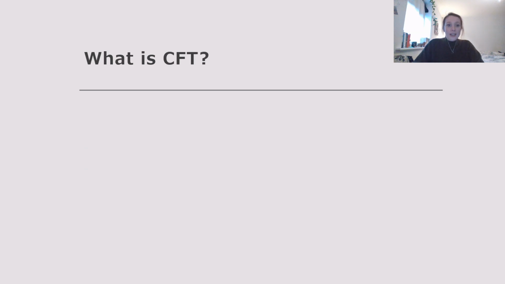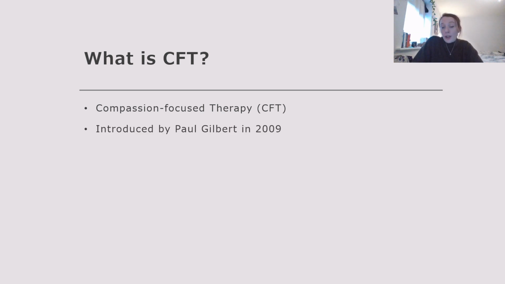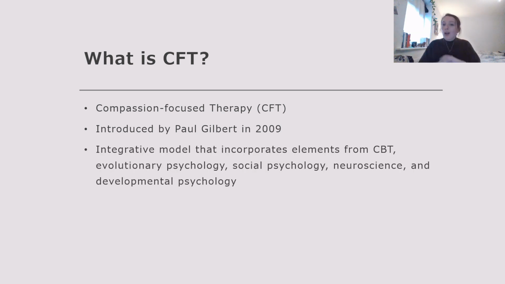Okay, let's get started. What is CFT? It's compassion focused therapy. That's what the C, the F and the T stand for. It was introduced by Paul Gilbert in 2009. And there are a lot of long words here, but I'll break it down. It's an integrative model that incorporates elements from CBT, evolutionary psychology, social psychology, neuroscience, and developmental psychology. Integrative model means that it integrates these different models, so it combines lots of different approaches.